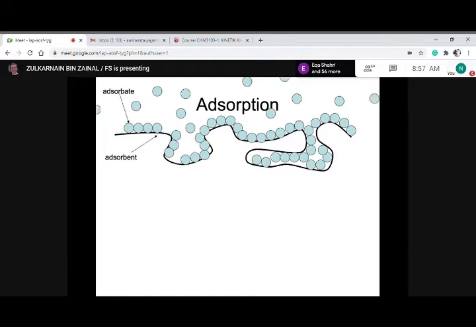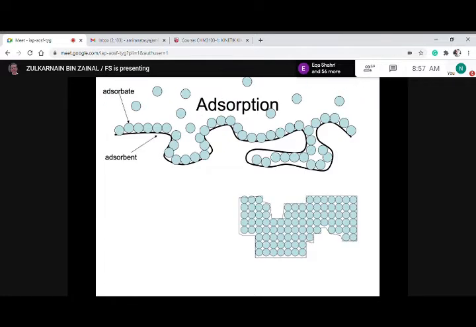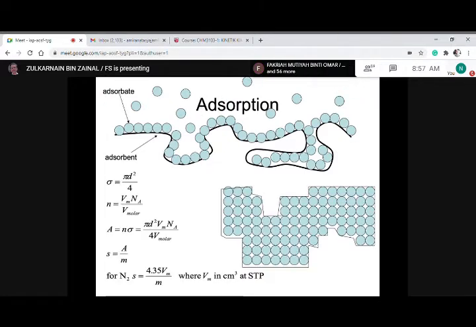Okay, this is to show you how the calculation is done.